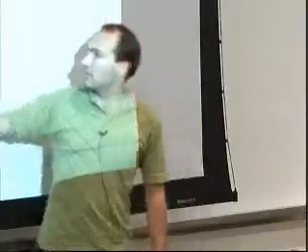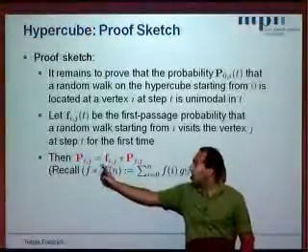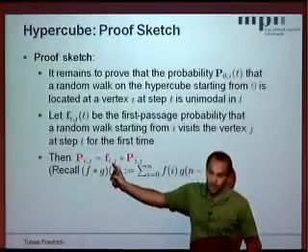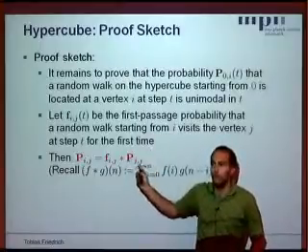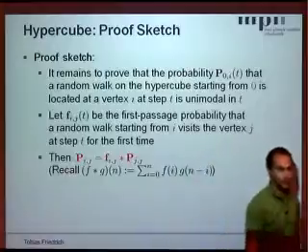A random walk starting at i visits j the first time at step t. Then we can describe this Pij as a convolution: to go from i to j is the same as going from i to j, being at j the first time, times doing an arbitrary number of loops at j. So that's an easy observation.